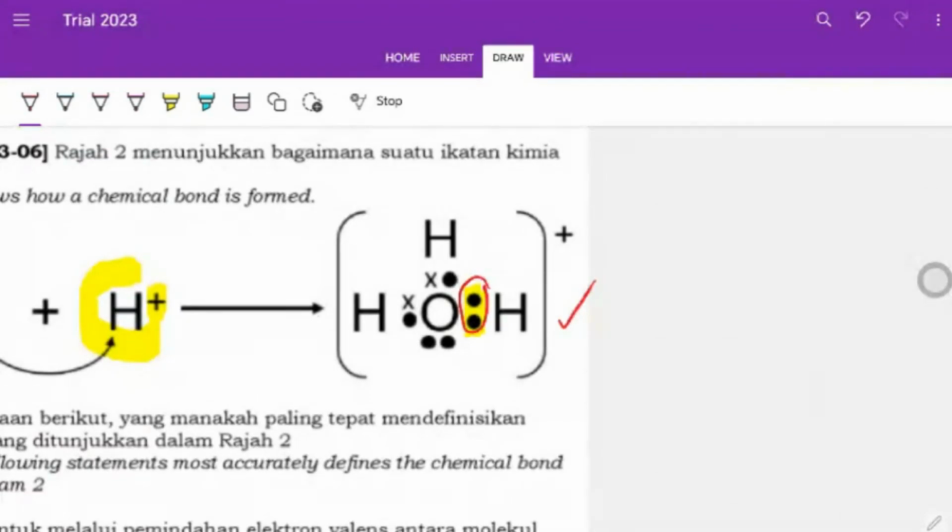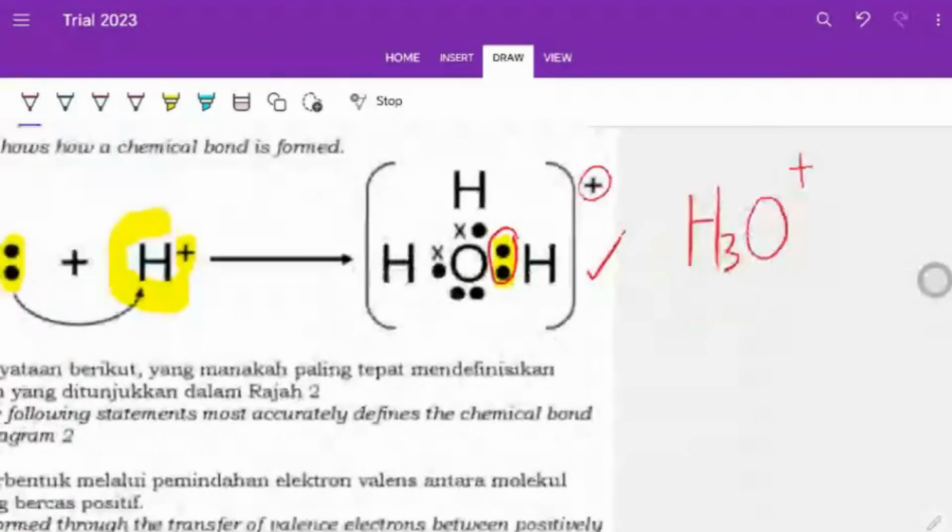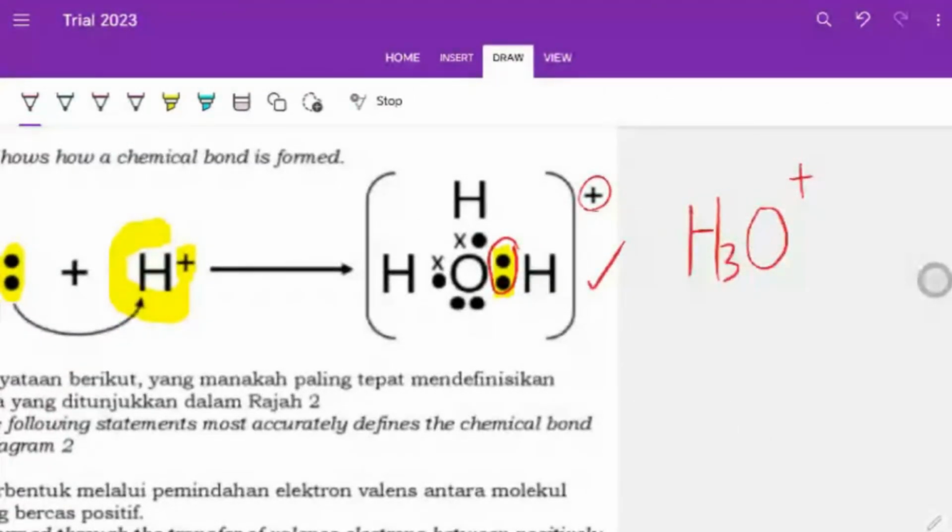What is this structure called? H, how many H? 3, right? And O, positive. What is this called, class? Hello? No one knows? What is this? Trihydrogen oxide. It has another one, one single word. Okay, hydroxonium. Yes, hydroxonium ion.